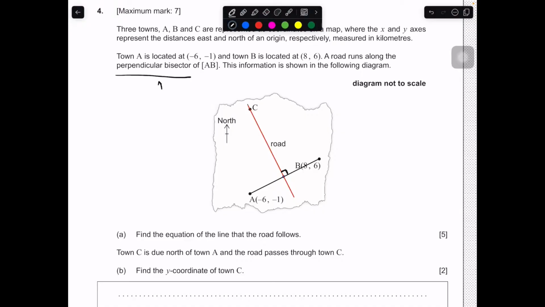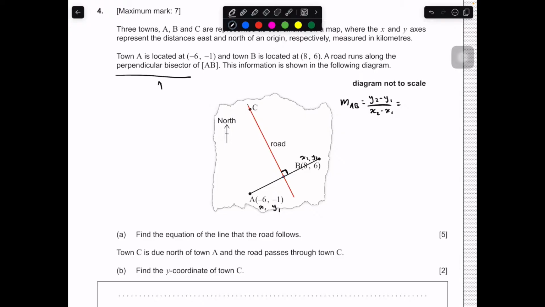Okay, so let's first find the slope of AB. And then if we know the slope of AB, we can find a line that's perpendicular to that. So the slope formula is given to you in your formula booklet. It's y2 minus y1 over x2 minus x1, or change in y over change in x. So in this case, let's call this x1 and y1, and we can call this x2 and y2.